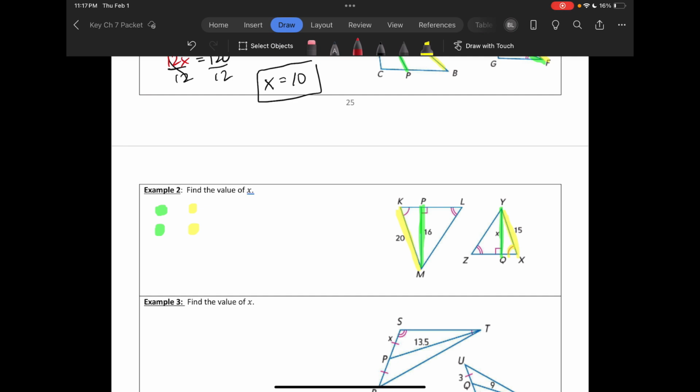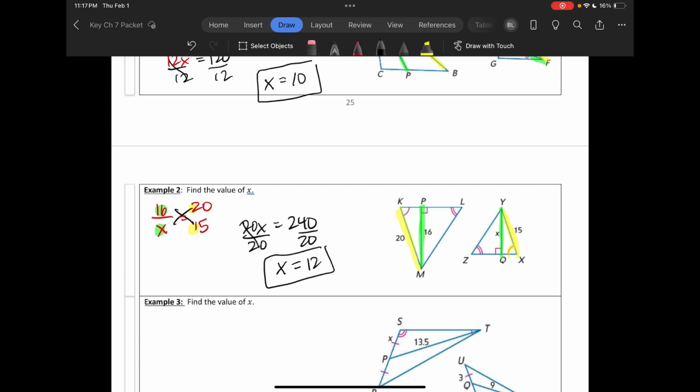But we got our green over green, yellow over yellow. Let's go ahead and plug those values in. Green over green is 16 over X, equal to yellow over yellow, 20 over 15. Then we cross multiply. 20 times X is 20X. Multiplying the other diagonal, 15 times 16 gives us 240. My next step would be to divide by 20. We end up seeing that X is equal to 12. Okay, and we're done. They just asked us to find the value of X, and we found it.